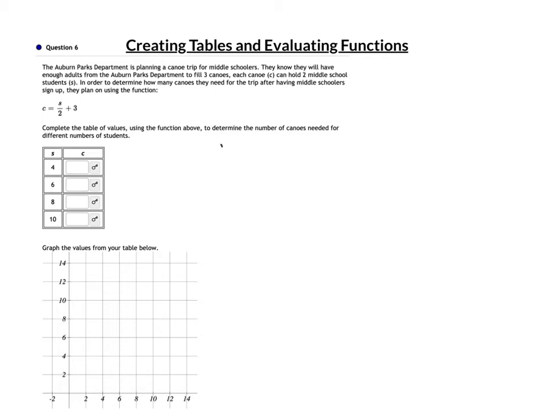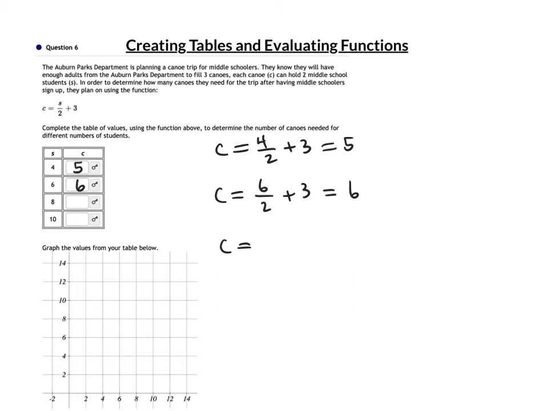So our equation becomes C equals, we're going to put in 4 for S, divided by 2 plus 3. 4 divided by 2 is 2. 2 plus 3 is 5. So C would be 5. Next one would be C equals, plug in 6 for S. 6 divided by 2 plus 3. And 6 divided by 2 is 3. 3 plus 3 is 6.